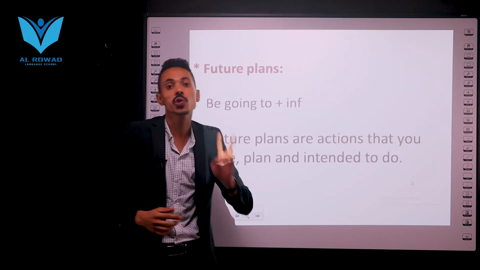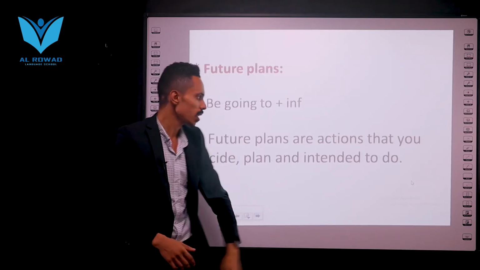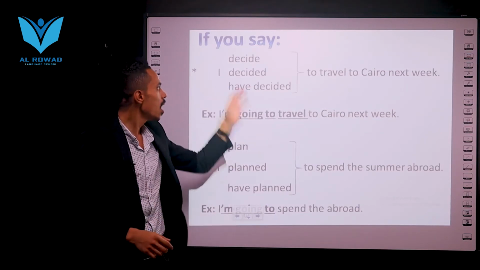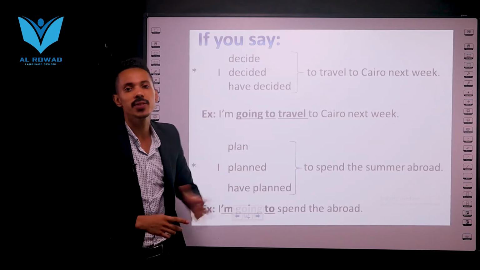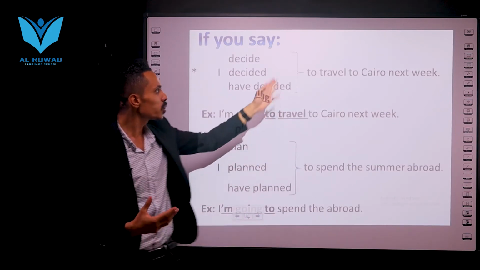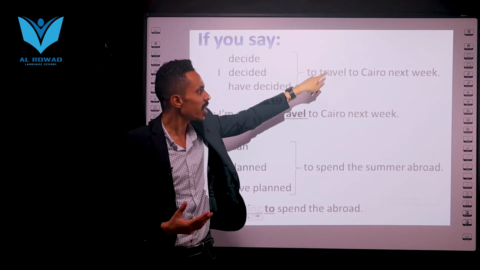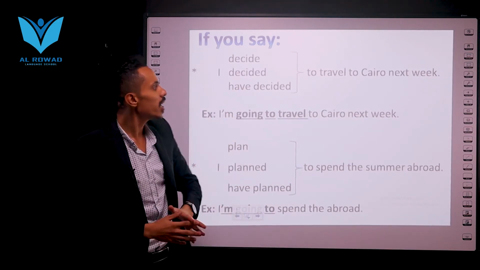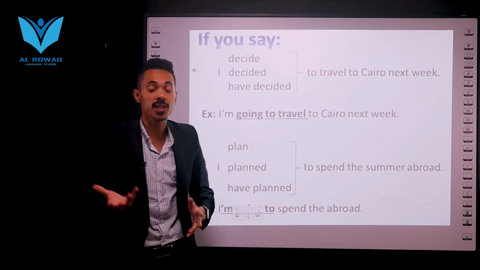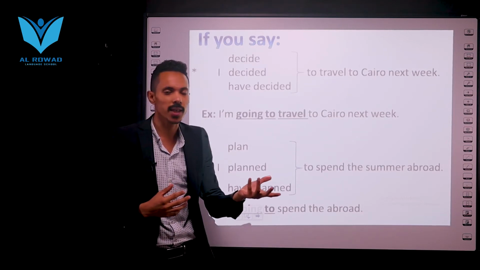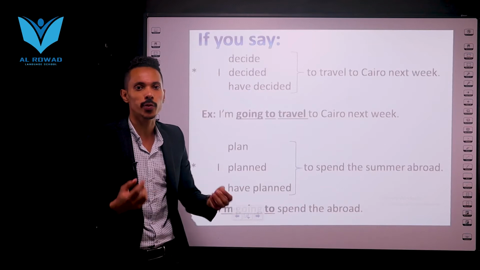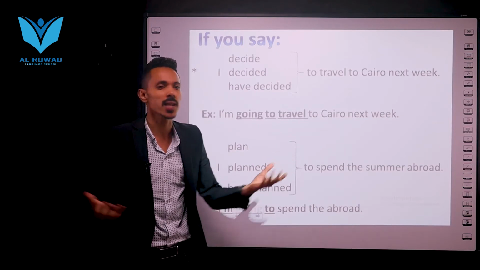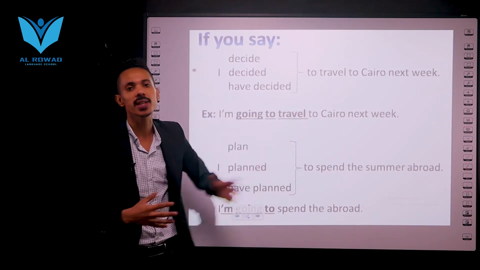So we have here 2 ways to talk about future plans. Let's see. The first way, you can say, I decide, or I decided, or I have decided, or she has decided to plus infinitive to do this action in the future. So, I decided to travel to Cairo next week. It's not a future fact. It's not a prediction with no evidence. It's called a future plan. So this is the first way. The second way, you can say, I'm going to travel to Cairo next week.